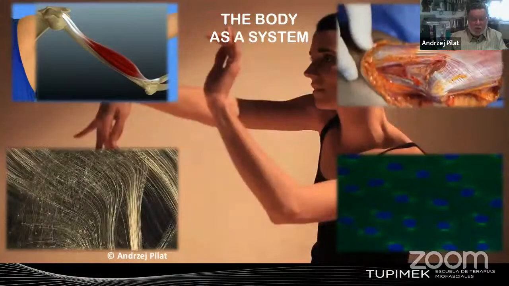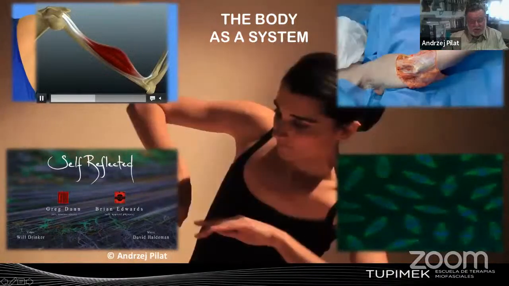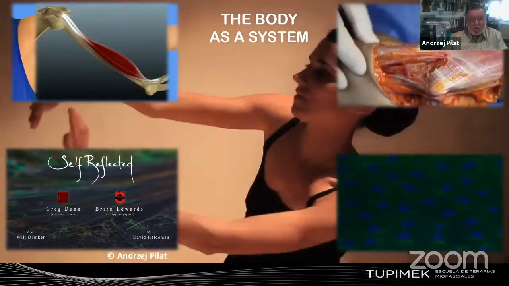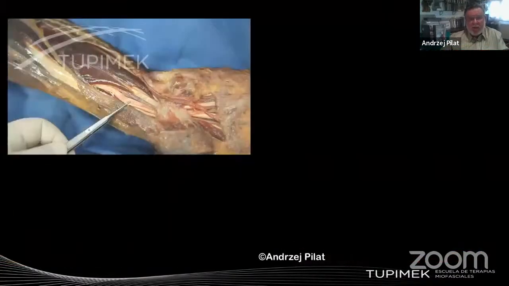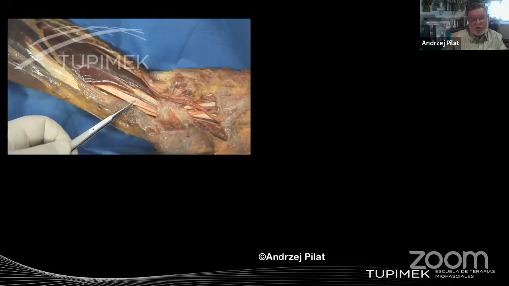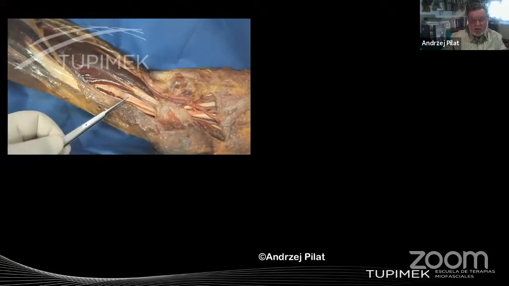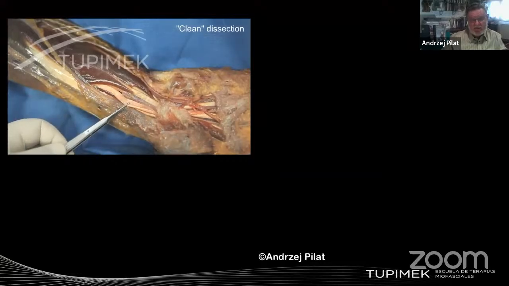So if I look just at this first picture, and my assessment of the patient stops here, I don't have the whole picture of what is happening. So one example: this is the forearm, this is the wrist, this is the carpal tunnel. There are the flexor muscles of the fingers. This is an excellent dissection. Observe the movement between the tendons. Each tendon can move separately. I call this kind of dissection the clean one. What does it mean? The fascia is absent.